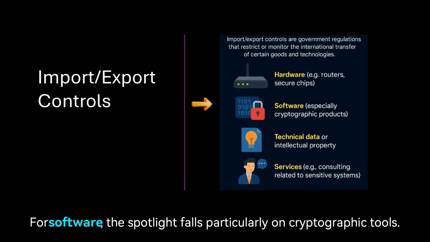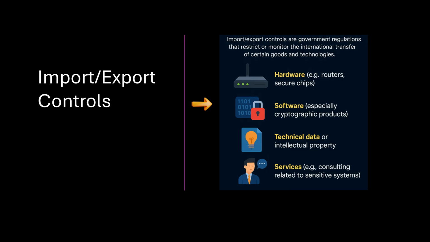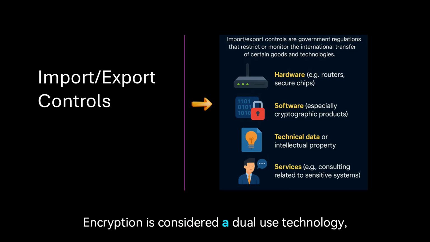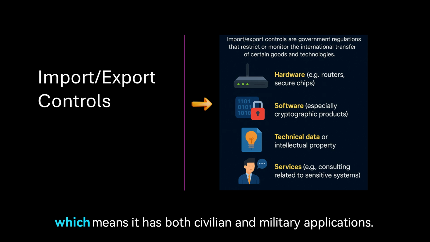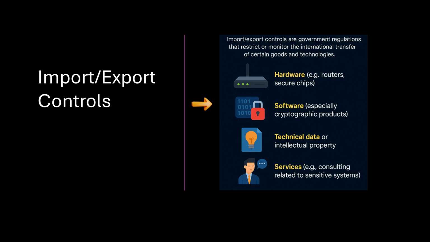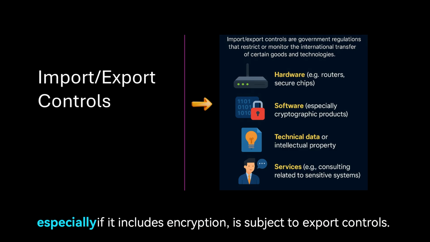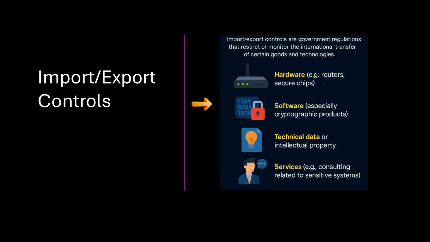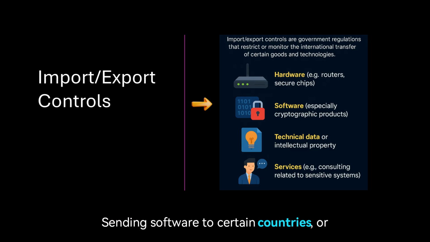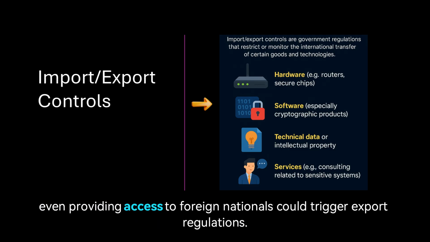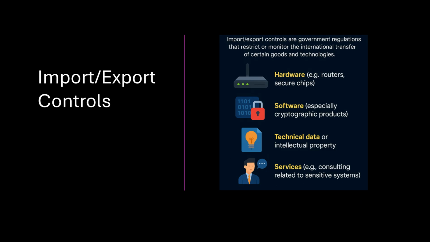For software, the spotlight falls particularly on cryptographic tools. Encryption is considered a dual-use technology, which means it has both civilian and military applications. You need to understand whether the software you're deploying, especially if it includes encryption, is subject to export controls. Sending software to certain countries, or even providing access to foreign nationals, could trigger export regulations.